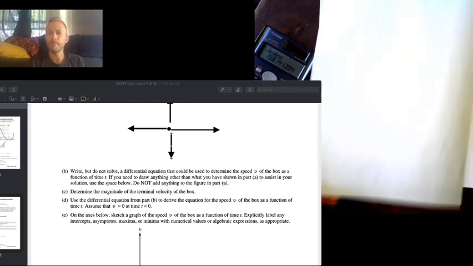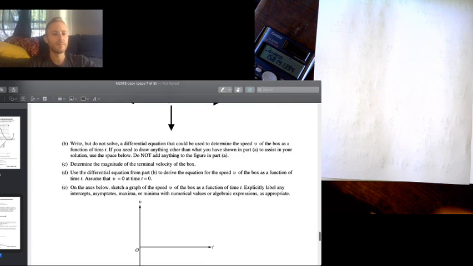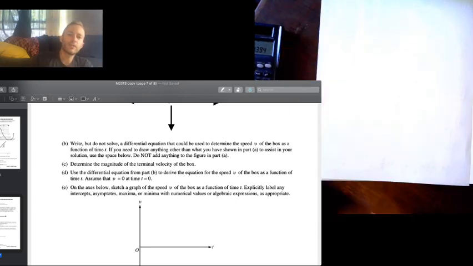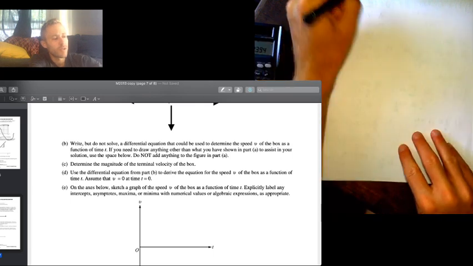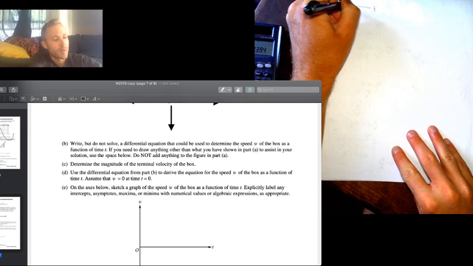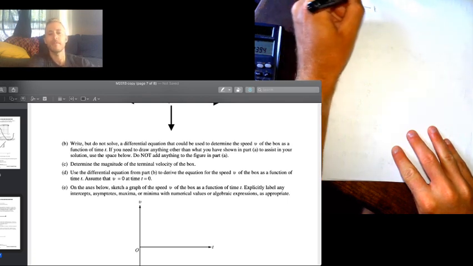So, part E says, on the axes below, sketch a graph of the speed of the box as a function of time. Explicitly label any intercepts, asymptotes, maxima, or minima. It's going to go up, and then it's going to reach that terminal velocity. Okay?